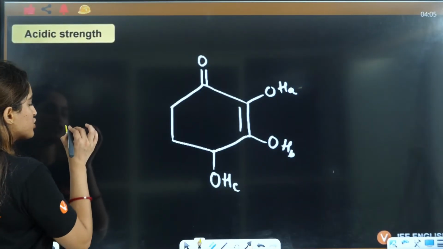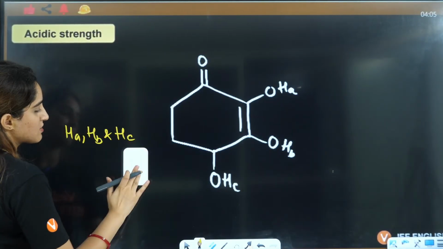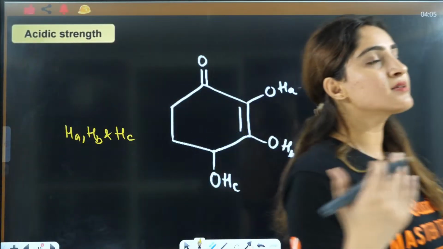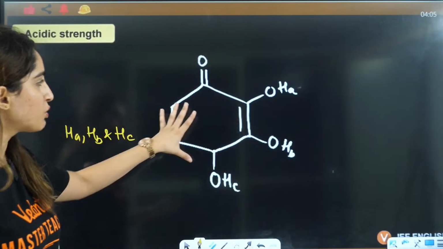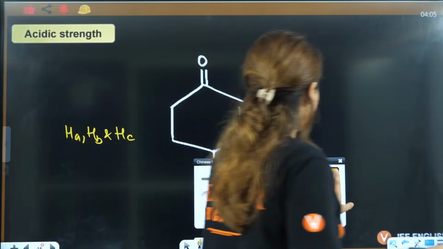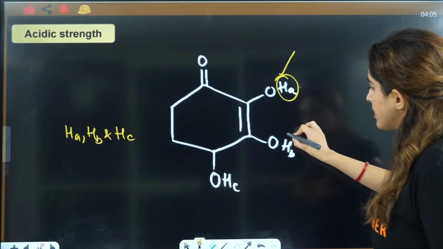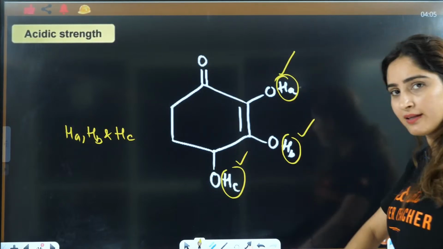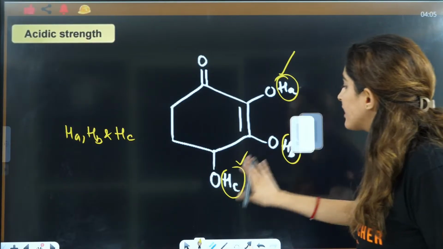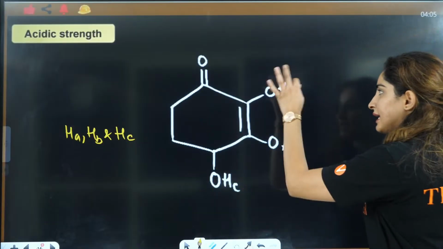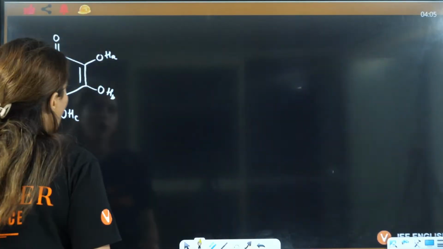Now they are asking you, out of HA, HB and HC, which will be more acidic? This you have to tell, right? These kinds of questions can easily be asked in JEE Mains and JEE Advanced as well. So you need to see this carefully. Now I have to remove these one by one. Then I'll see which is making more resonating structures. Based on that, I'll tell the acidity. Three H are given to you. I'll remove each of them one by one. So I'll show you how.